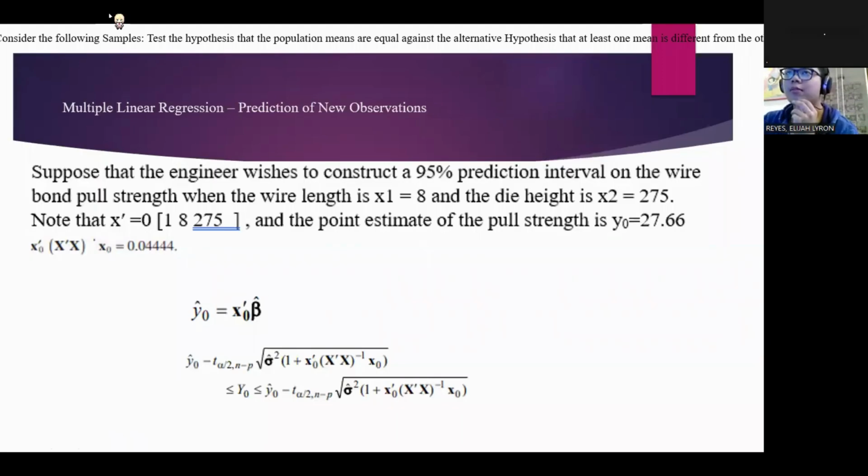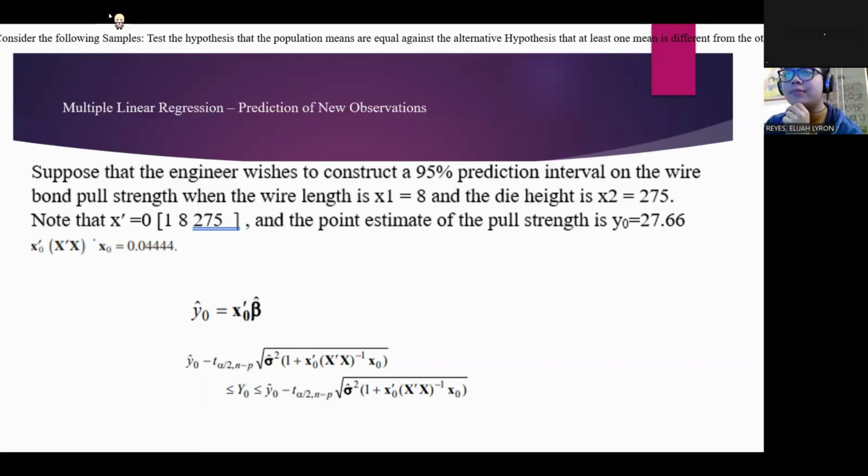Now, lastly, for multiple linear regression, we have the prediction of new observations. So for the problem, it says, suppose the engineer wishes to construct a 95% prediction interval on the wire bond pull strength, where the wire length x1 is equal to 8, the die height x2 is 275, x0 prime is a matrix of 1, 8, 275, and the point estimate of pull strength is y sub 0 equals 27.66.